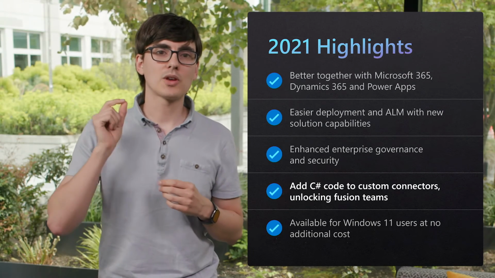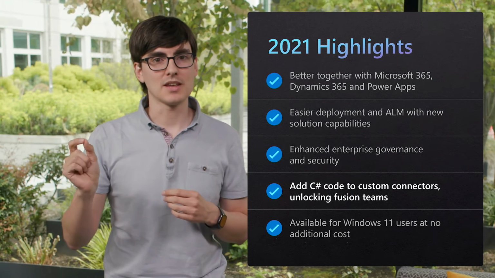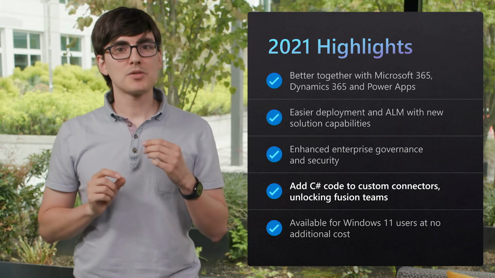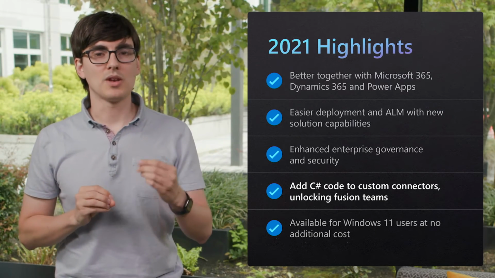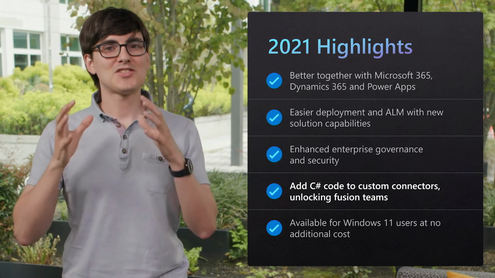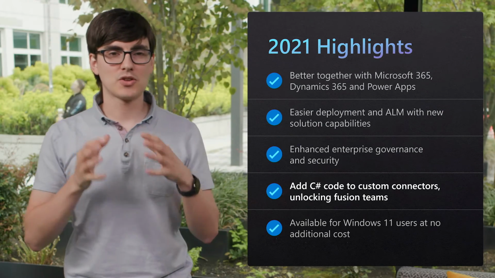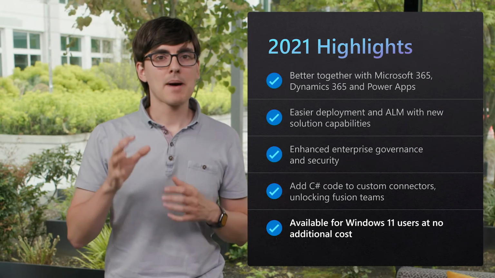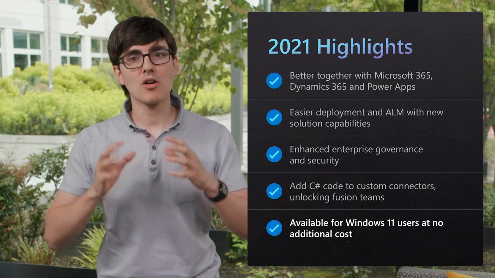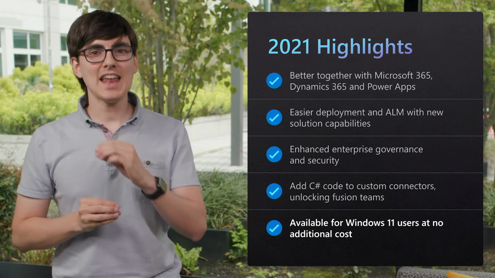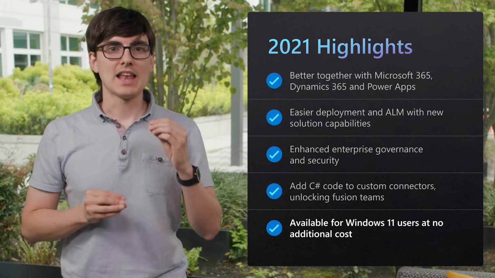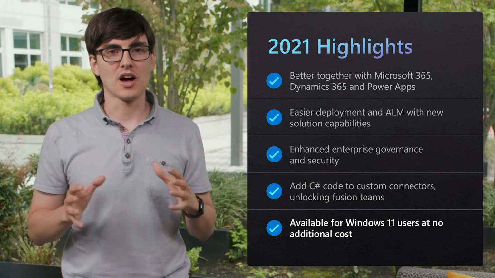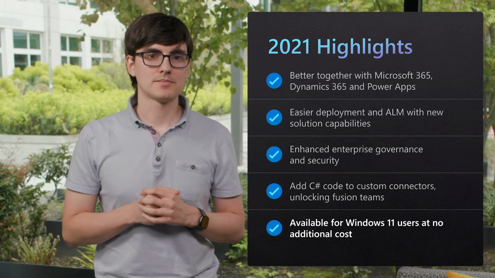We've also focused on pro-dev extensibility. For example, developers can now bring their own C# code into custom connectors. This is the easiest way to build and distribute custom logic in your solutions. Finally, Power Automate is now shipping as a part of Windows 11, which means that anybody that has Windows 11 can now get started at no additional cost with Power Automate for desktop.